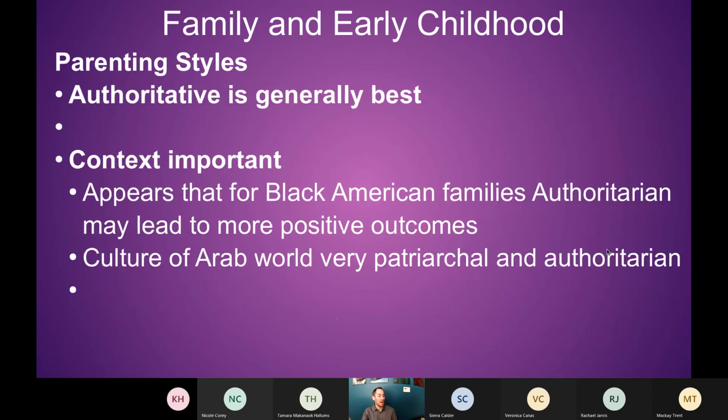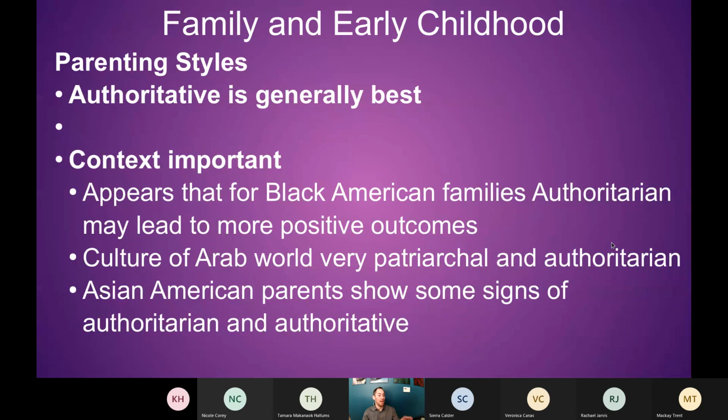So what we see, based on these couple dimensions, is that Asian American parents show some signs of things that we would call authoritarian and some things that we would call authoritative. So a lot of warmth and care and concern and responsiveness to a child, but higher demands and more strict demands that we might normally associate with an authoritarian parent.